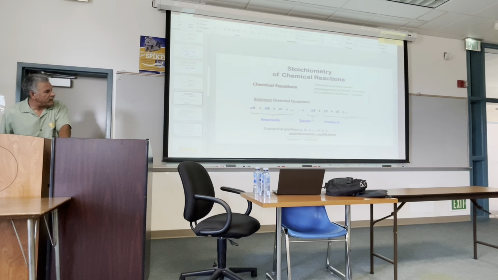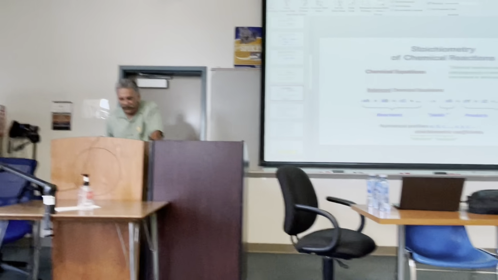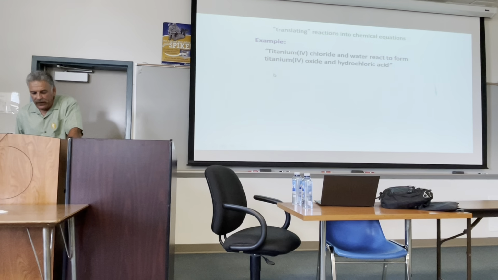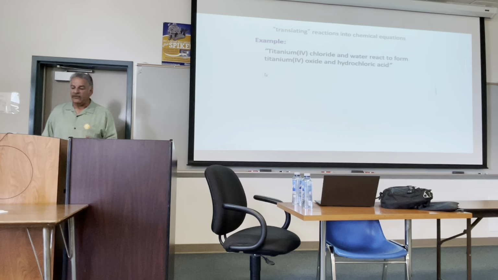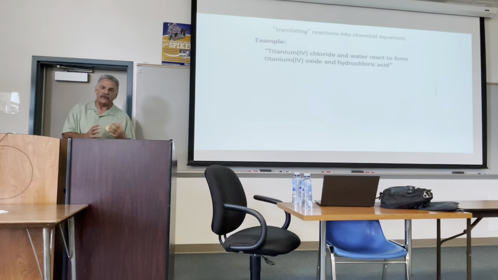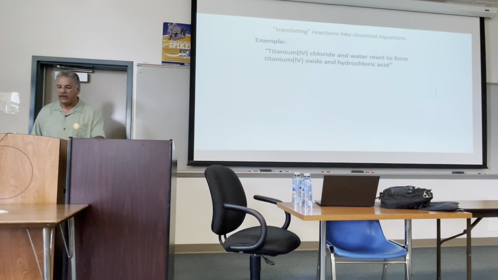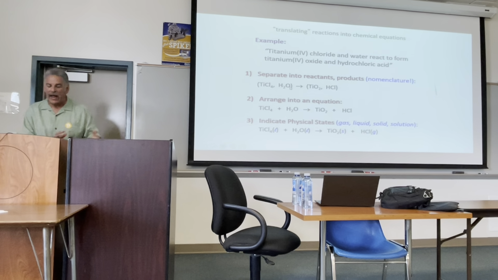of a chemical reaction, there's going to be several ways of doing it, and you have to get all the steps, but you don't necessarily have to do them in the order that they're presented. And so when you translate a reaction into a chemical equation, you're going to take the words that describe the compound and then change it to the formula of the compound. So we're going to have titanium 4 chloride and water react to form titanium 4 oxide and hydrochloric acid.